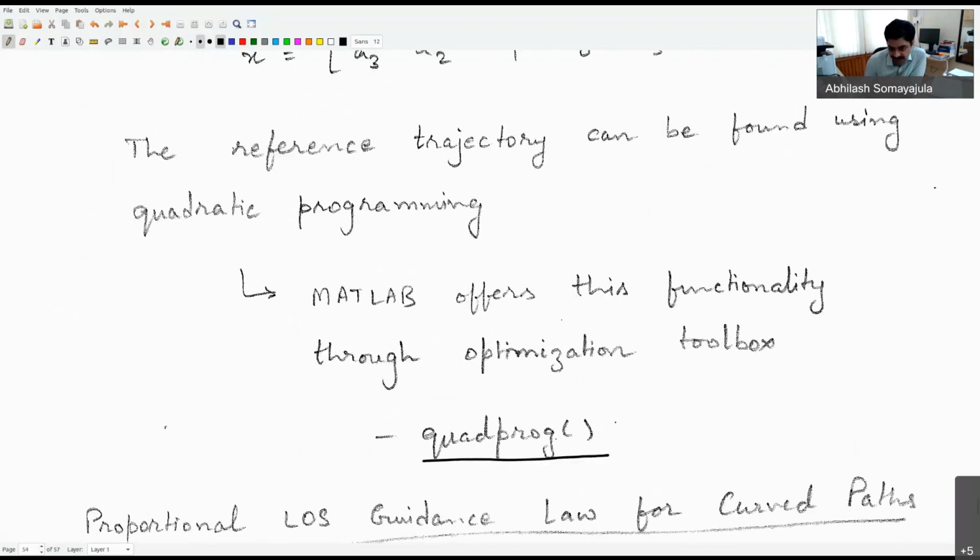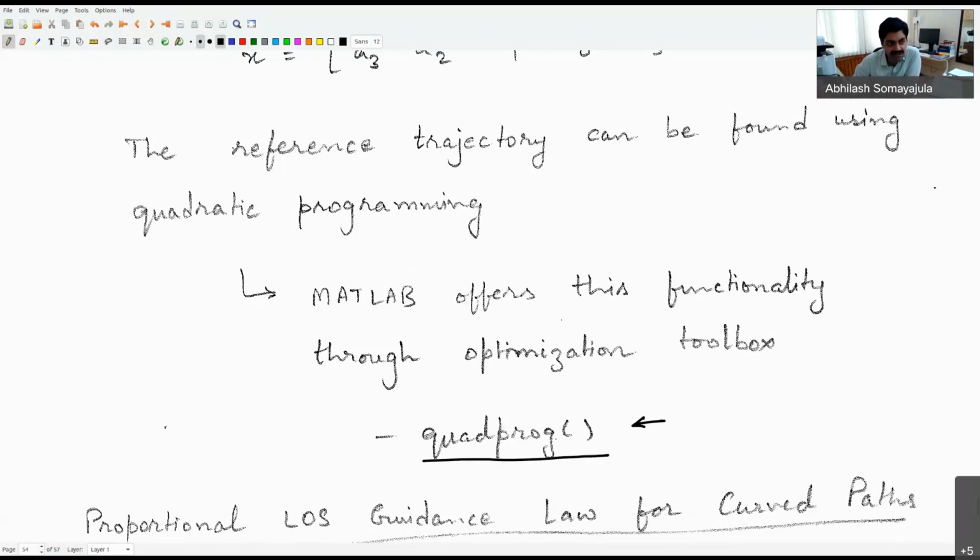Typically, as I said, we can use an optimization toolbox, and we will set up an assignment where you'll use quadratic programming to solve this problem and come up with a set of waypoints. So please wait for your assignment. There you might be able to see more of this in action. It will be much clearer then.